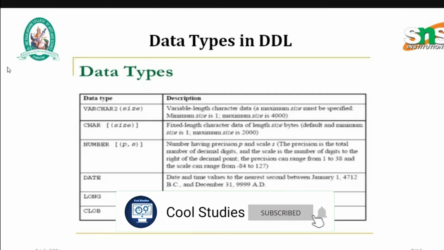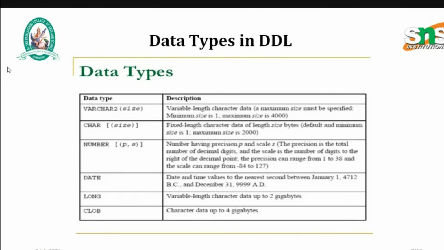Next one is char. Within the bracket we have to give size. Char is the fixed length character data of length size byte. The default and minimum size is 1, maximum size is 2000. Next, number having precision p and scale s. The precision is the total number of decimal digits and scale is the number of digits to the right of the decimal point. The precision can range from 1 to 38 and the scale can range from -84 to 127.